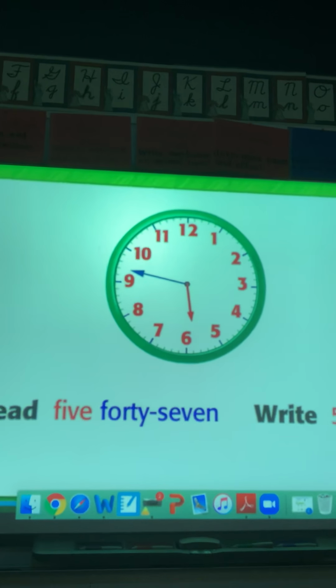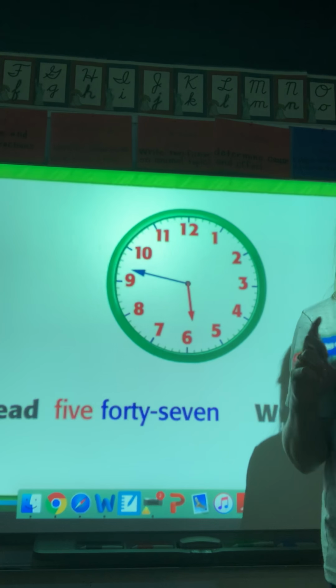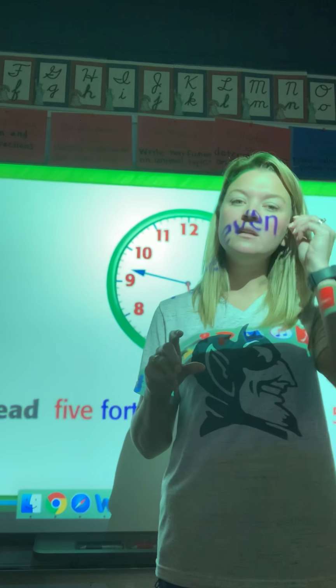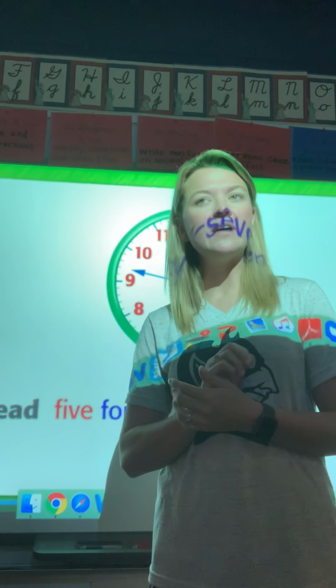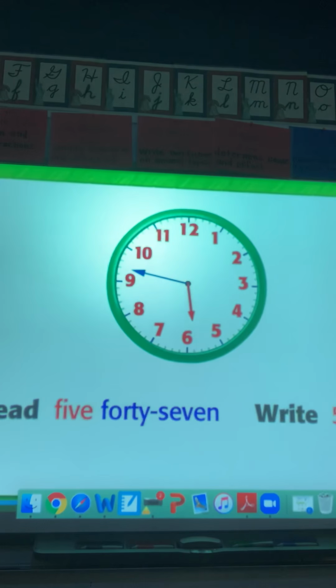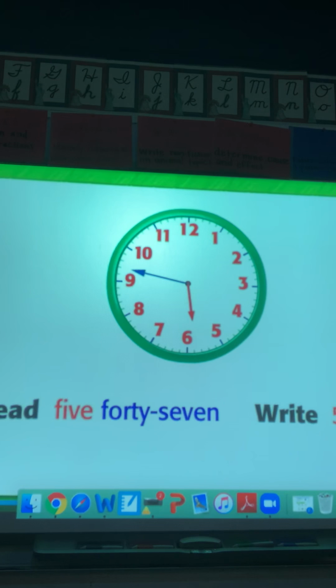All right, I want everyone to get out your analog clock. I gave you a little yellow clock. I want you to get that clock out, and I want you to see if you can do 5:47 on your clock. Remember, the hour hand is the short hand. The minute hand is the long hand. All right. Once you have that, I want us to move on.